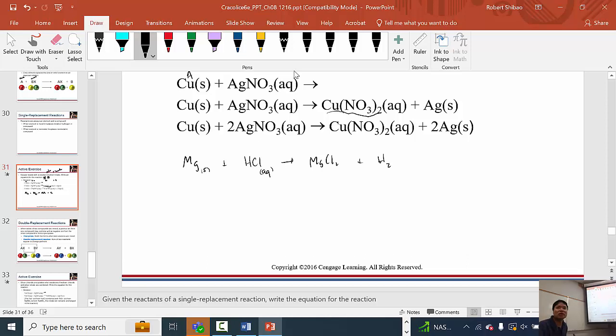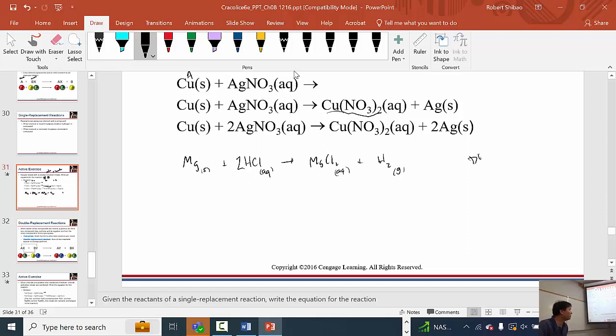Chlorides, bromides, and iodides are all soluble except for silver, lead, and mercury. And hydrogen should be a gas. All right, now let's balance this. Hydrogen chloride on the left. That's it, right? Yeah, that's it.